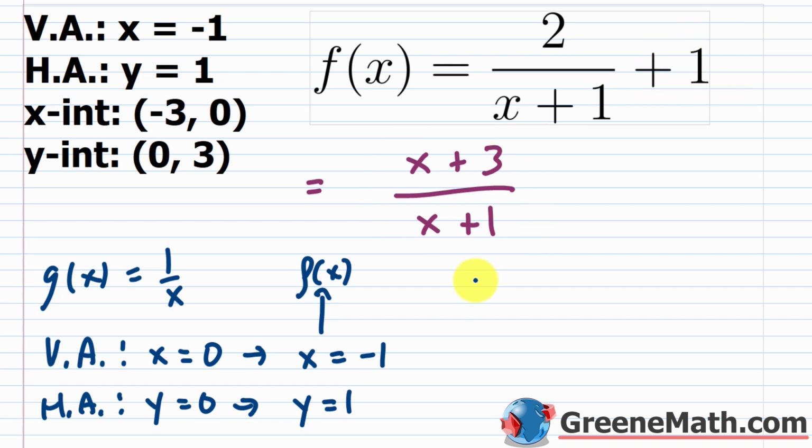It's better to actually look at it in this form right here, because you have the same degree in the numerator as the denominator. So when that happens, you have the ratio of the leading coefficients. So it's 1 over 1, which is 1. So that's why you get y equals 1. That's going to be your horizontal asymptote.